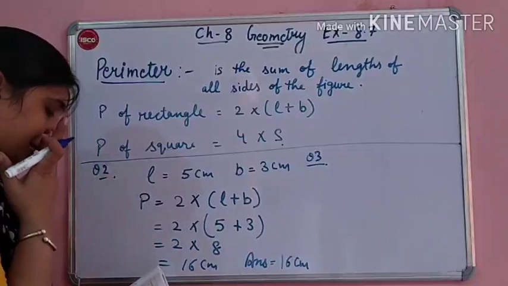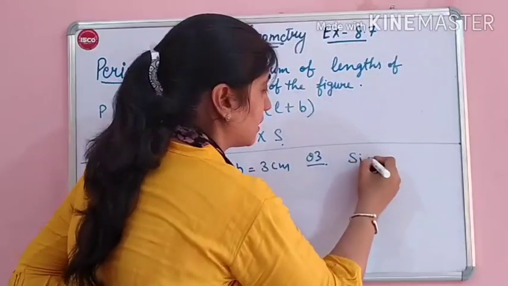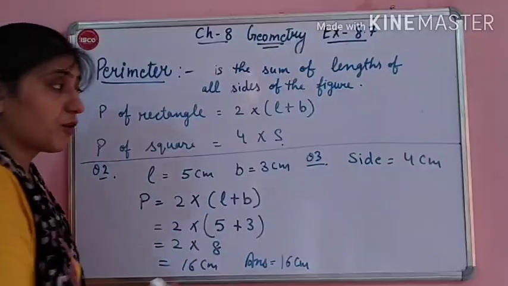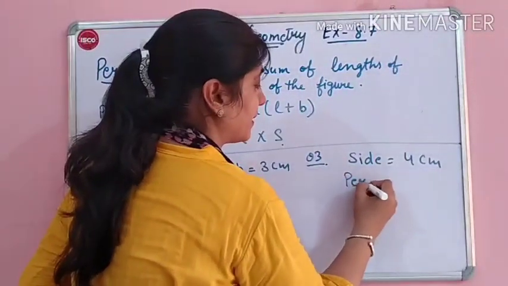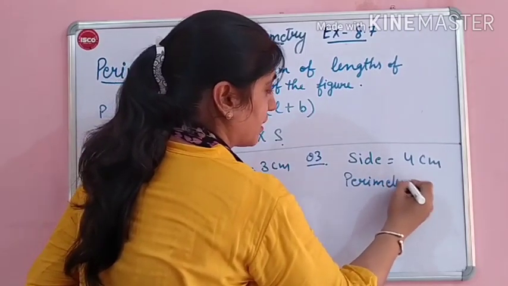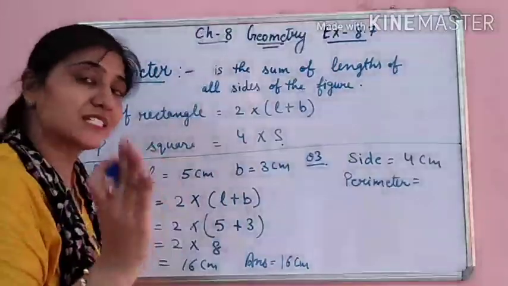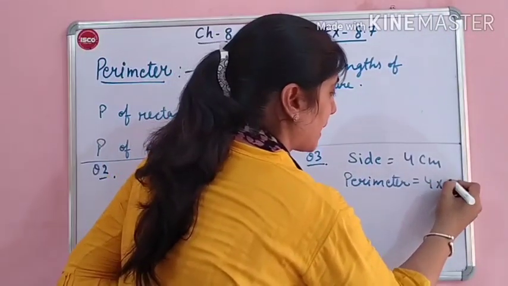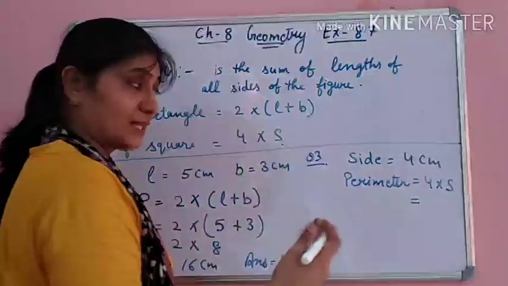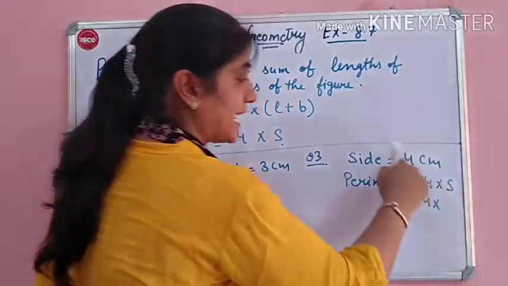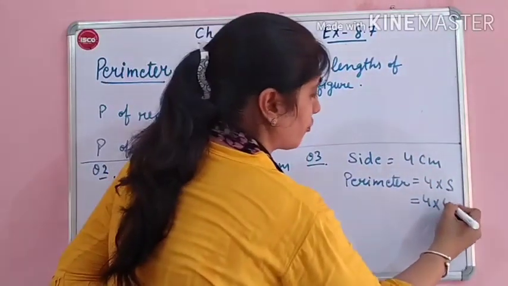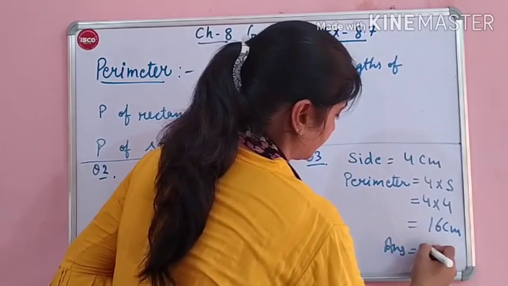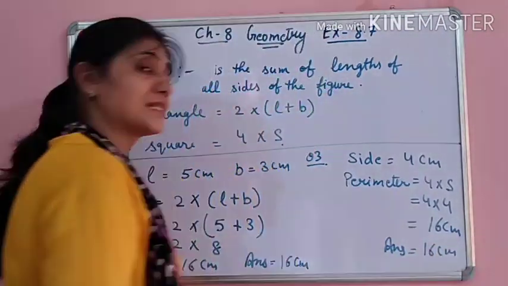Okay, now see question number 3. Find the perimeter of the square whose side is 4 centimeter. And how can you find the perimeter of a square? What is the formula for finding the perimeter of a square? Yes, 4 multiplied by side. What is the length of the side? It's 4. 4 4s are 16 centimeter. Your answer is 16 centimeter.